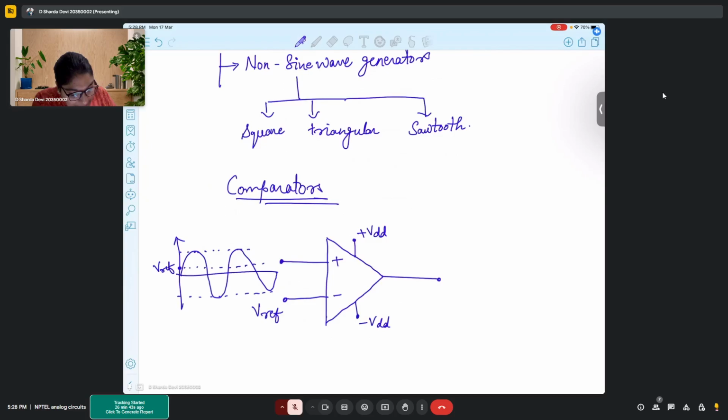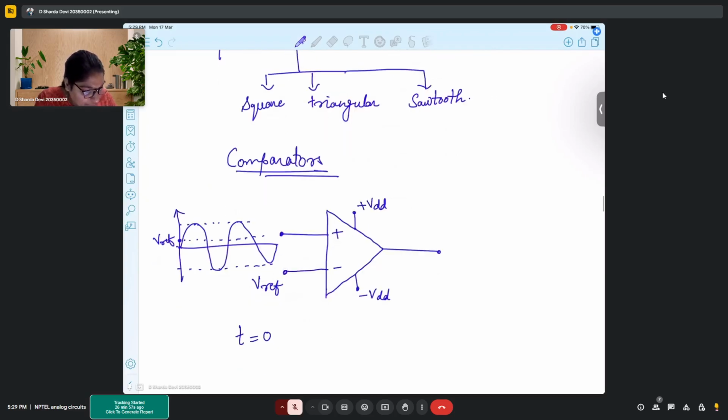So in the beginning, if you observe, since this is a sine wave, it starts from 0 at t equal to 0, okay? So at t equal to 0, your sine wave value is 0. So at t equal to 0, this is Vin, right? So Vin equal to 0.